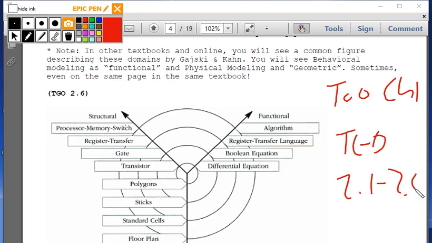At the structural level, transistor level, which you're not really going to study in this course, but we're going to study a lot about gates. Then from gate, we're going to go to register transfer level. At the register transfer level, you're going to be dealing with load and store into this processor, memory, and switch.